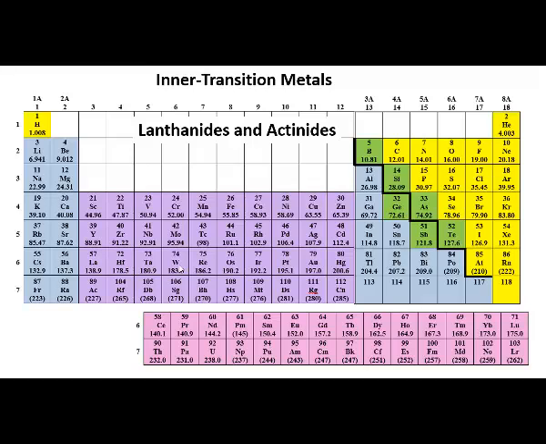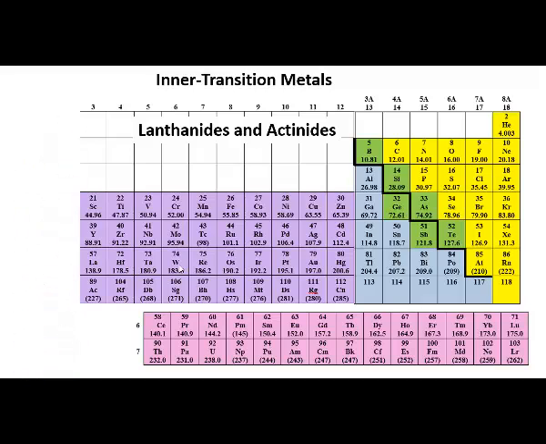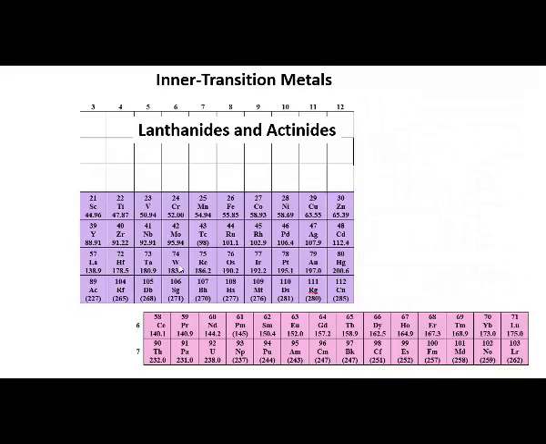Next, I'd like to look at the inner transition metals, also known as the lanthanides and the actinides. So let's remove the other portions of the periodic table to clearly zoom in on the lanthanides and actinides. We're going to remove the main group elements first, right? That's going to be my first 2 columns, my first 2 groups on the periodic table, and then I'm going to remove my last 6 groups on the periodic table. Those are my representative elements. I've removed those now. We're going to remove the transition metals.